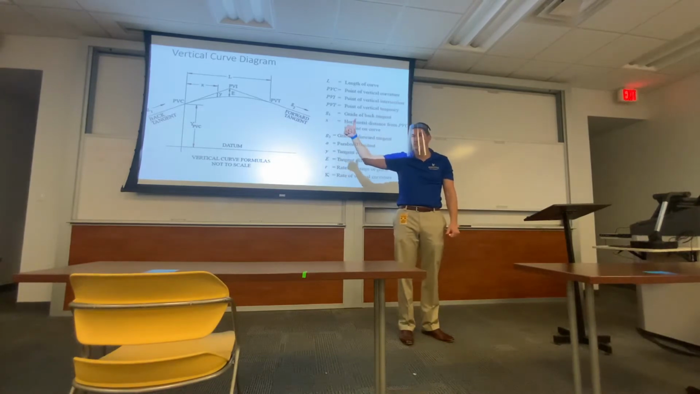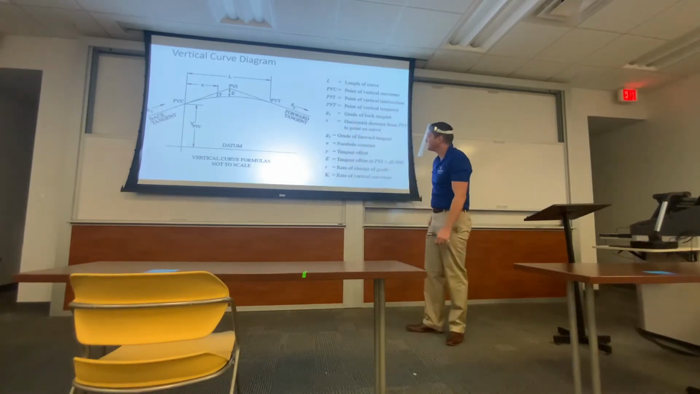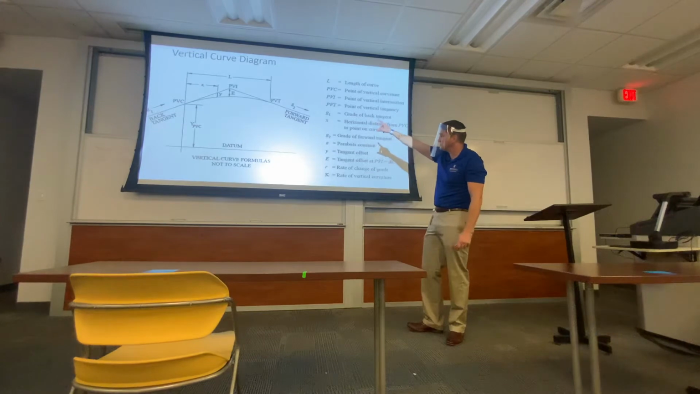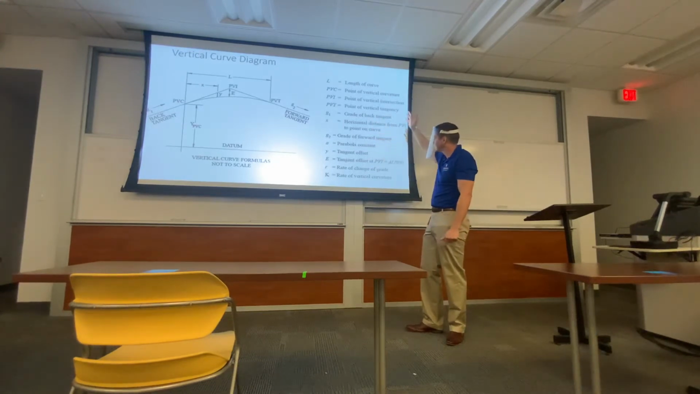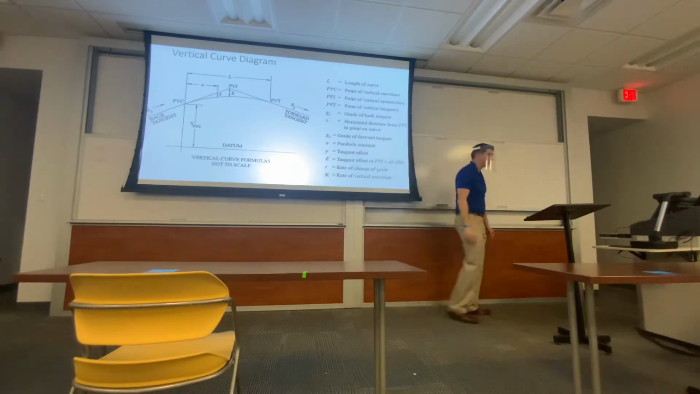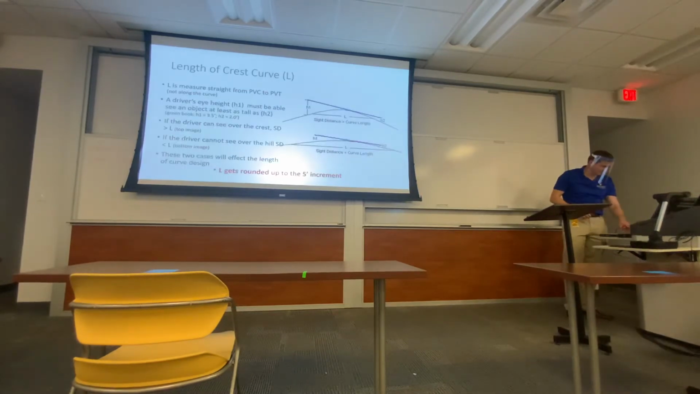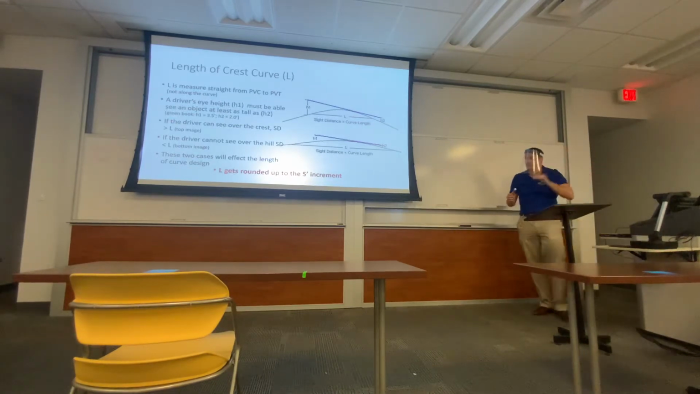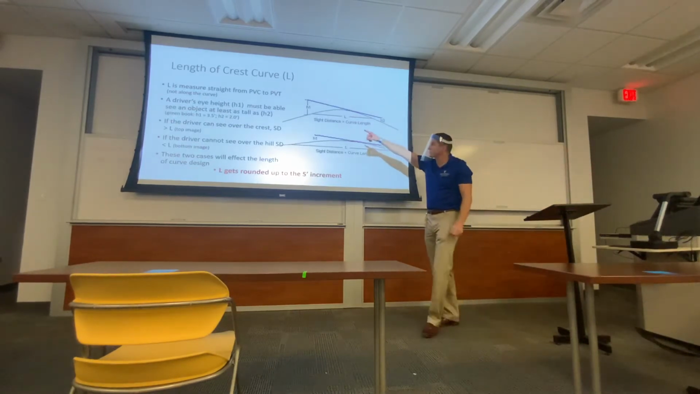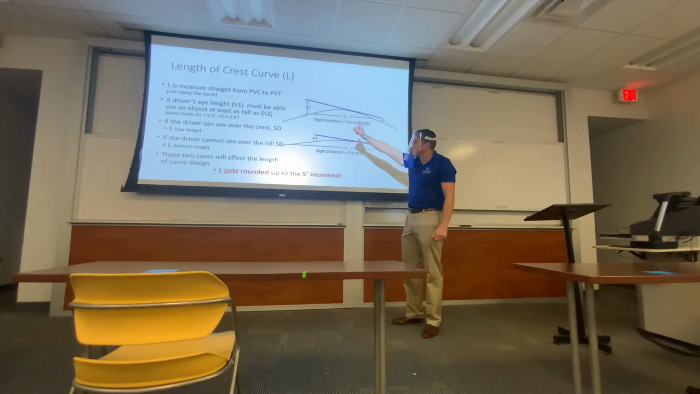Good. Okay. So we have a G1, a G2, we have a back tangent and a forward tangent. All this fun stuff that we'll get to. L is measured as a straight distance between the PVC and PVT.